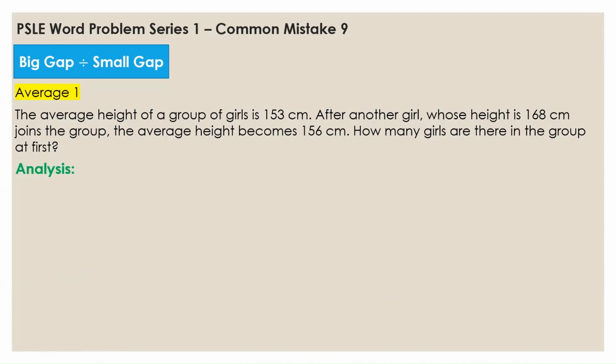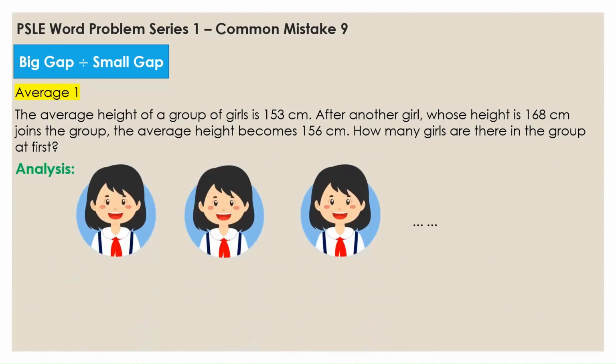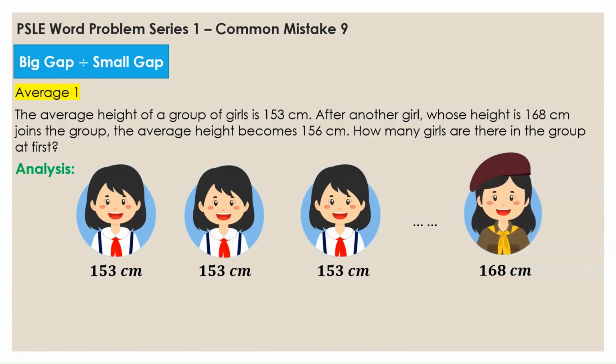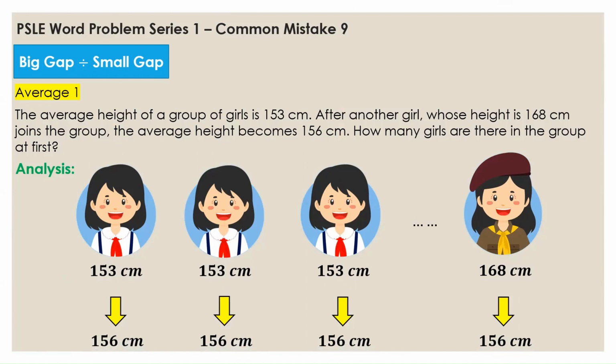There were some girls at first, and their average height is 153 centimeters, so we can assume all the girls' heights are 153 centimeters. When a new girl, whose height is 168 centimeters, joins the group, the new average height is 156 centimeters. It is an increase of 3 cm from the old average. However, for the tall girl who just joined the group, her height decreased by 12 cm.